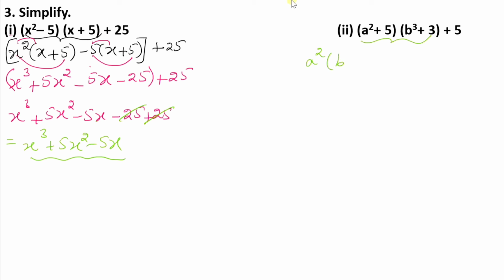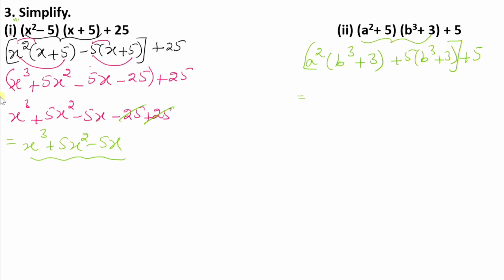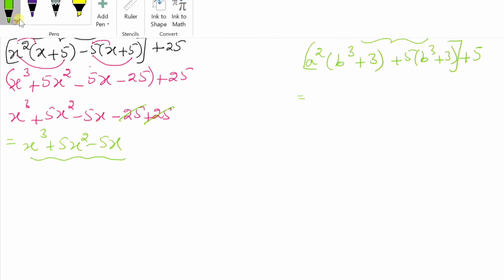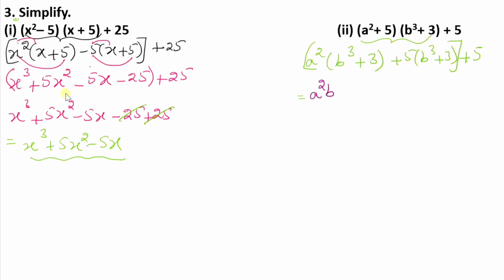a square into b cube plus 3, plus 5 into b cube plus 3, plus 5. I'll put one bracket for this. Now a square into b cube is a square b cube only. A square b cube, plus a square into 3 is 3a square, 5 into b cube is plus 5b cube.